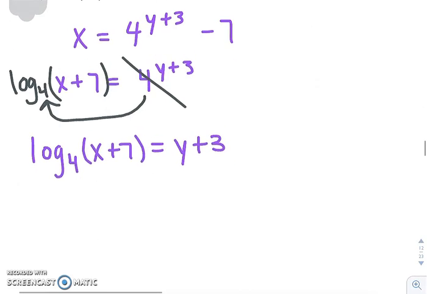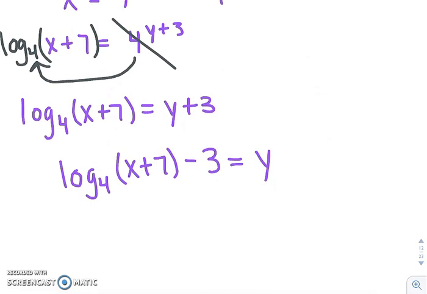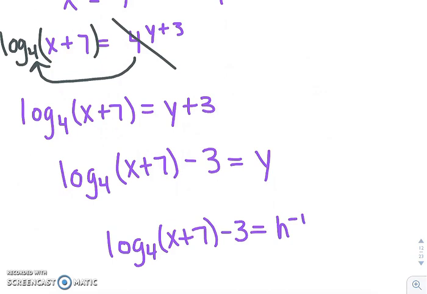If we're trying to solve for y, we need to subtract that 3 over. So log base 4 of x plus 7 minus 3 equals y. Again, you can leave it as this, but I would really write it as inverse notation. So h to the negative first of x.